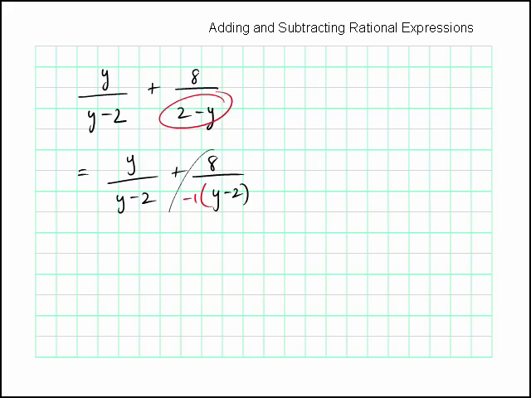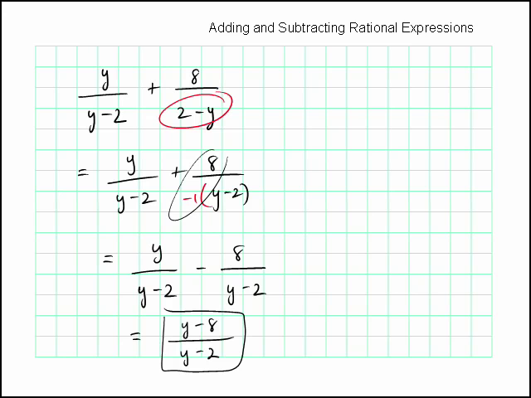Well, 8 divided by negative 1 is really negative 8. So I could write this as really a subtraction problem now. This is y over y minus 2 minus 8 over y minus 2. I have my common denominator, so I can combine these fractions into one. This is y minus 8 over y minus 2, and I'm done with that one.